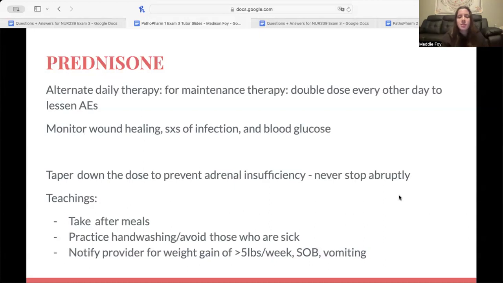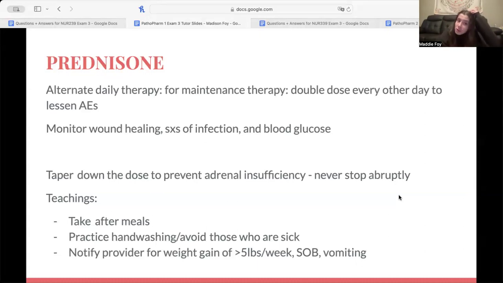Prednisone is sometimes given as what we call alternate daily therapy or ADT. This is used for people who are on prednisone long term. And this is when you double the dose every other day so that you have less adverse effects in general. At first, it confused me because I thought doubling it would mean that you have more, but it's that alternate daily therapy. So your body manages a more steady level of the prednisone.